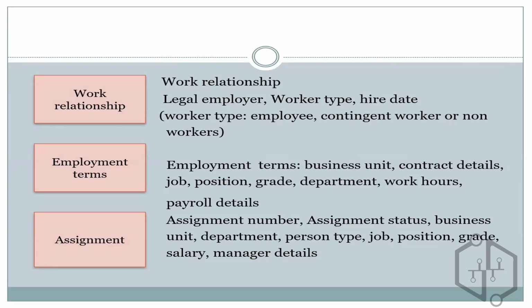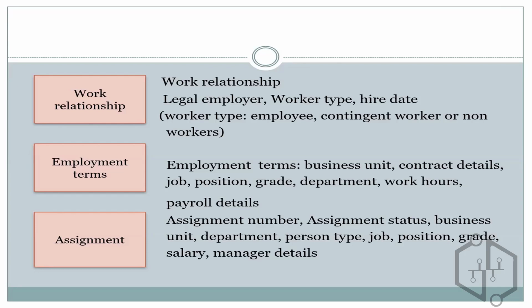Employment terms are what? Business units, contract details, job, position, grade, department, work hours, payroll details. It is like contract details. An assignment is what? An assignment contains assignment number, assignment status, business unit, business department, person type, job, position, grade, manager, salary details. So all these things are called assignment details.